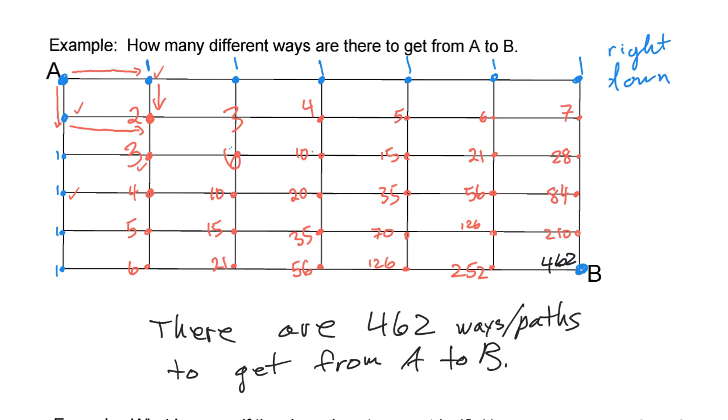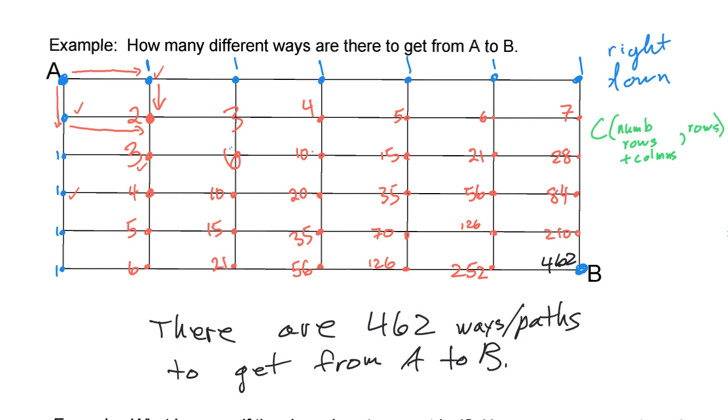So there is a shortcut to find this. I'm going to show you real quick. The key idea here is to count. In order to find this, you're going to find C of the number of rows plus columns, and then comma the number of rows.